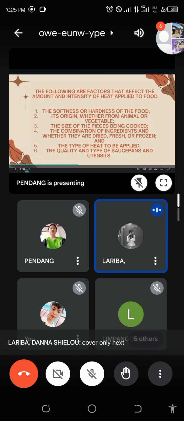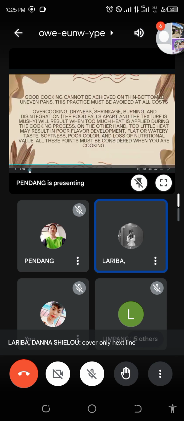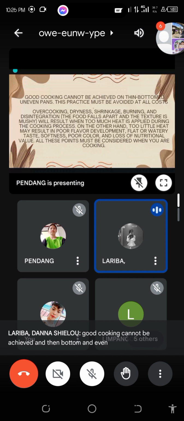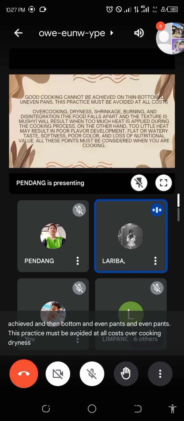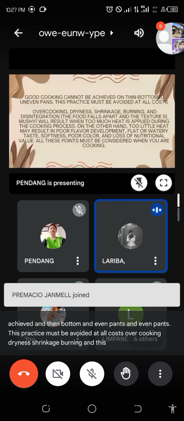Next slide. Good cooking cannot be achieved on bottom and uneven pans. This practice must be avoided at all costs. Overcooking, dryness, shrinkage, burning, and disintegration.